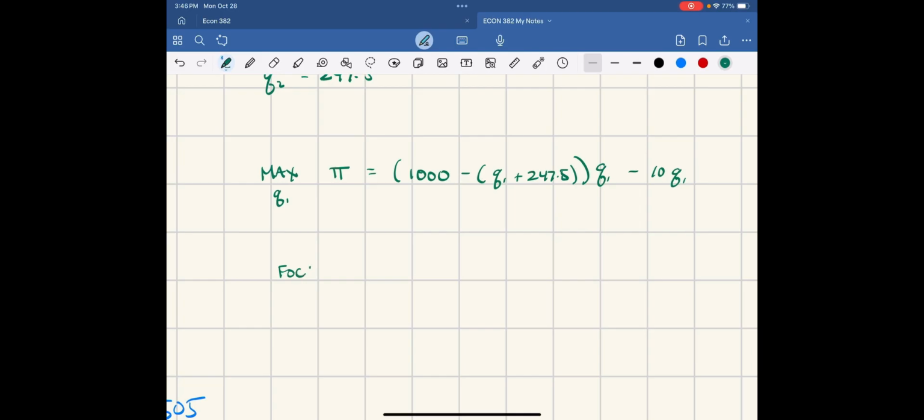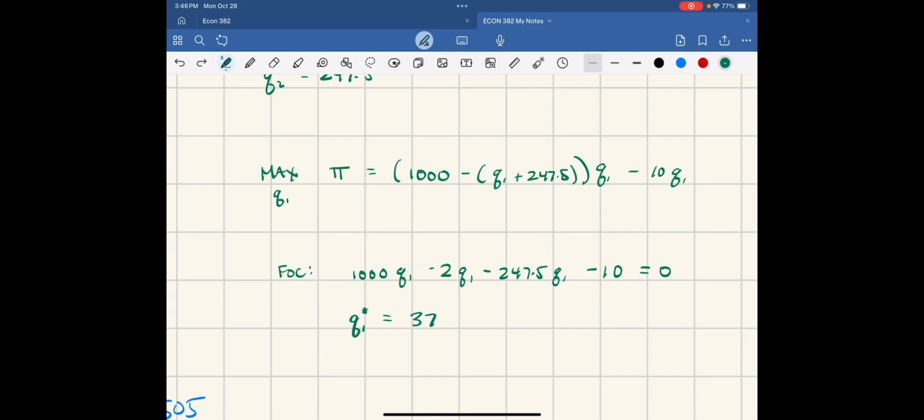So from the first order conditions, we'll get 1,000 minus 2Q1 minus 247.5 minus 10. So we combine like terms, and this should all equal 0. We combine like terms and solve, and what we get is that Q1 star is equal to 371.25.